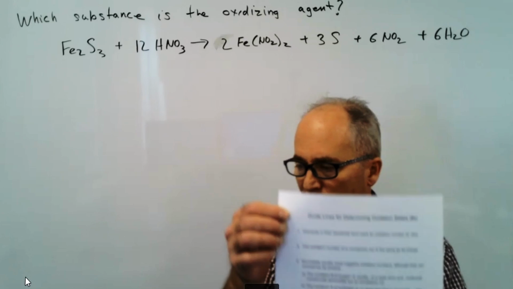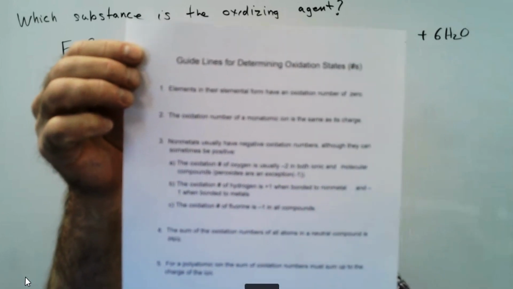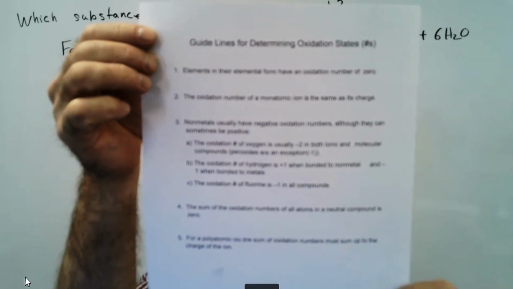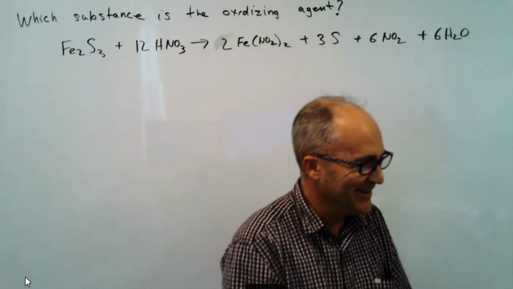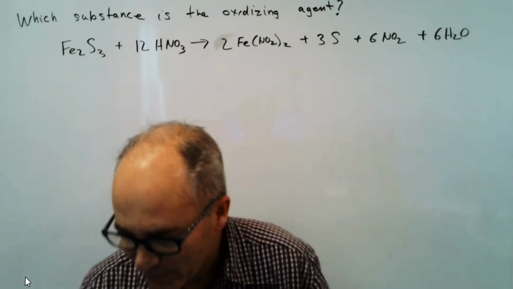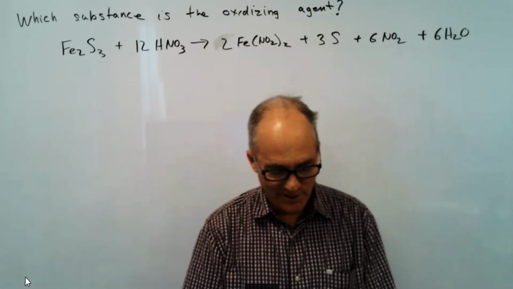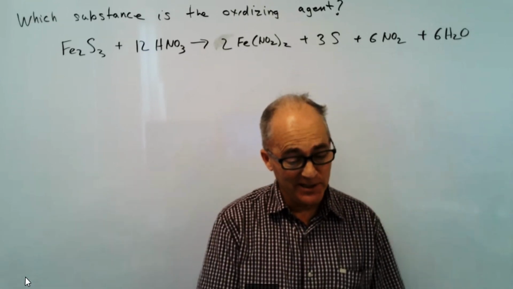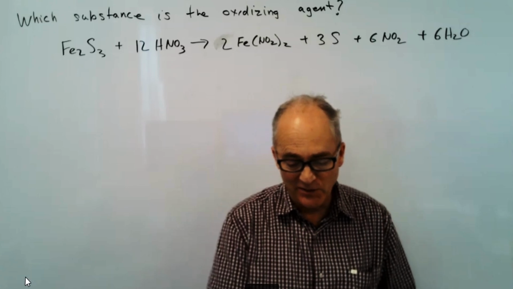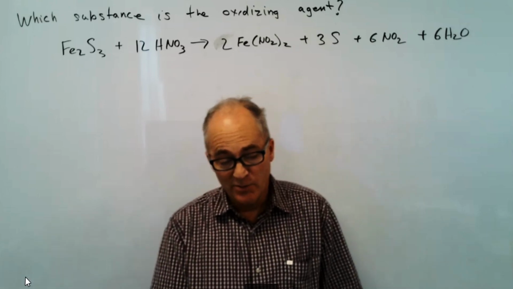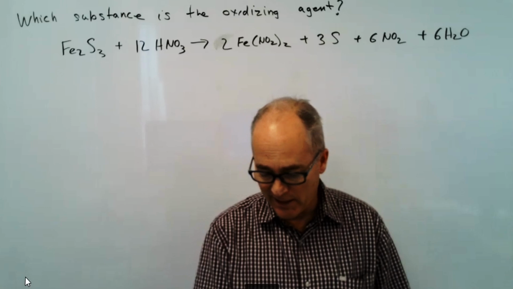So up on Moodle, you have this new thing, which is guidelines. That's just horrible. You can't read it. It's out of focus, but you can check that out. And if I had anything better to do, I'd read it. Number 1, elements in their elemental form have an oxidation number of 0. I've been telling you that for a while.